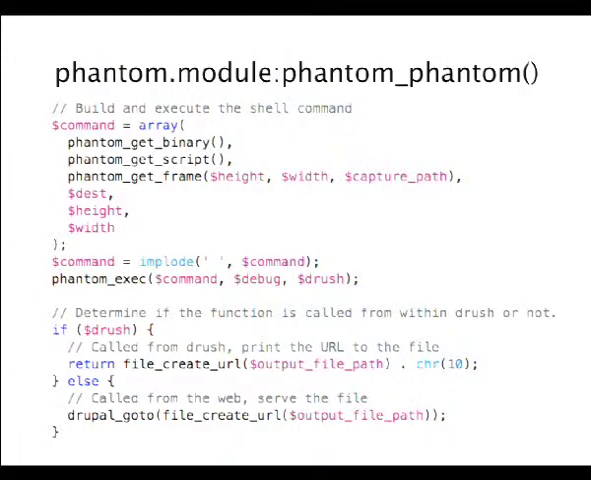Phantom get frame returns an absolute URL to your site's Phantom iframe page. This is the thing that PhantomJS is actually going to load. This iframe page contains the page that you actually want to test with your height and your width. The destination is where the image is going to go that PhantomJS renders. Height and width also have to get passed to PhantomJS.